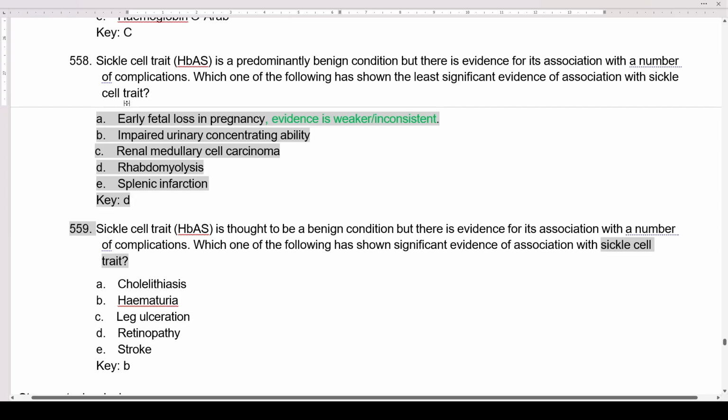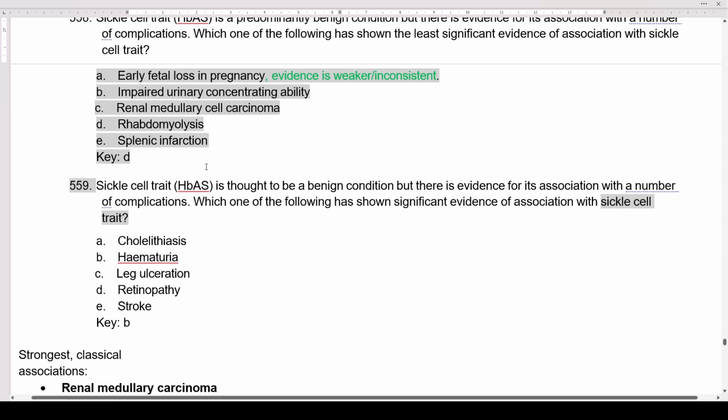So I think this one, early fetal loss in pregnancy, should not be a complication because it is quite a benign condition. With proper monitoring, these people can carry the pregnancy. So evidence is weaker here. I will not go for this because it is seen in cases of sickle cell trait when there is exertion or when there is stress. So for me, option A is not always associated with sickle cell trait.